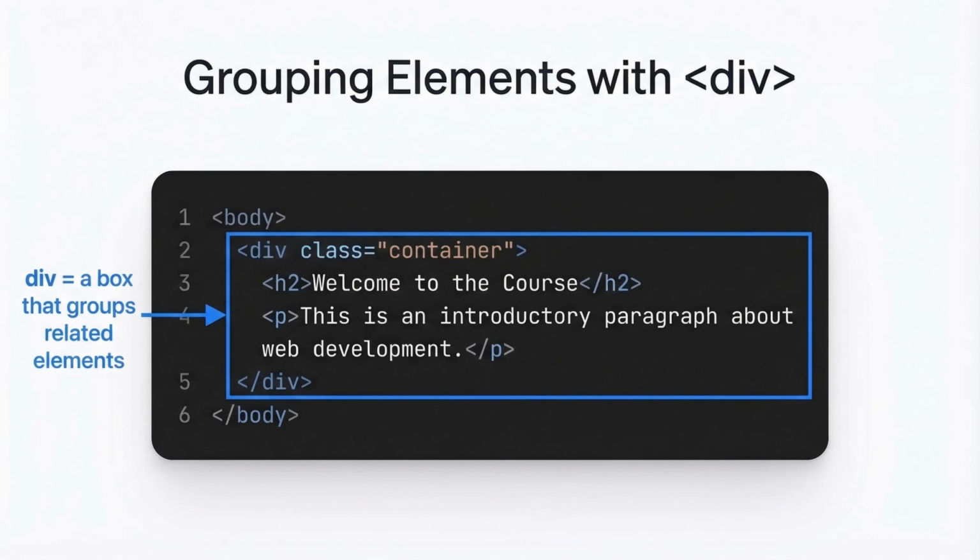The div tag is essentially a container, a box. It has no visual appearance by default, but it gives you a logical grouping that you can then style with CSS or manipulate with JavaScript. Whenever the instructor says, put it in a div, think, put it in a box.